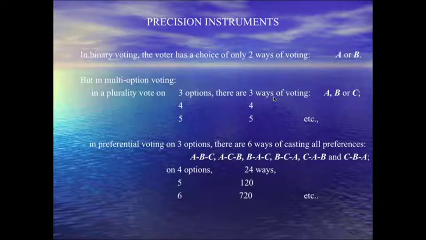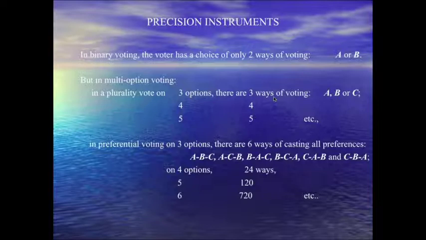well, in binary voting, as we know, it's A or B, and that's that. And there's not much choice. In multi-option voting, well, if you have 3 options, there are 3 ways of voting, which is a bit better. And in preferential voting on 3 options, well, you've got ABC and ACB and BAC and so on. There are 6 ways of casting all preferences. With 4 options, there are 24 ways. With 5, you have got 120 different opinions and nuances that may be expressed.